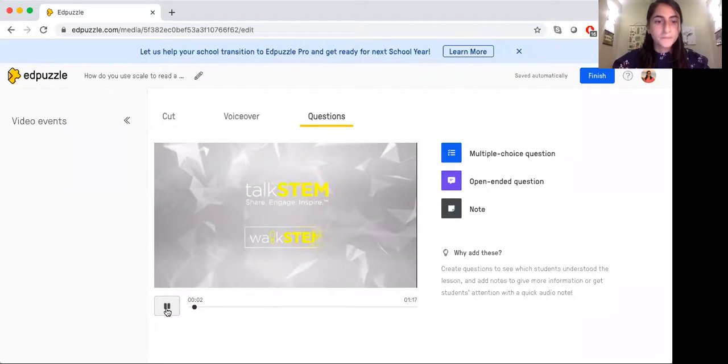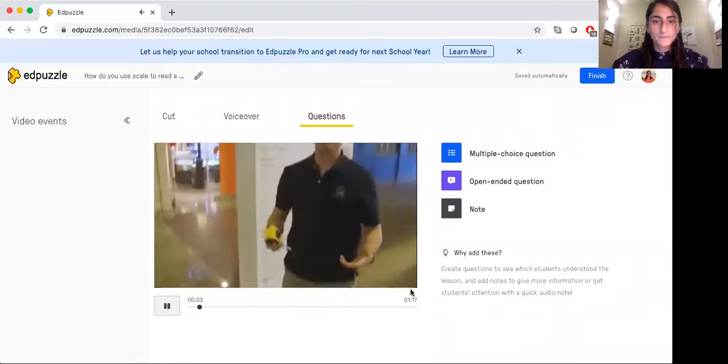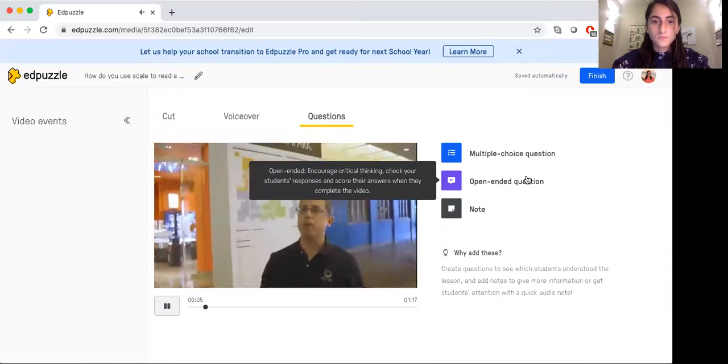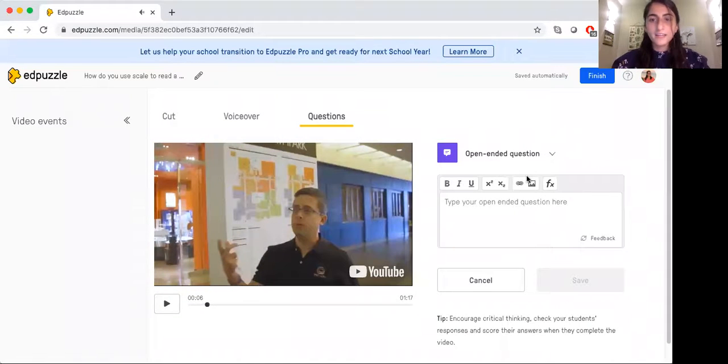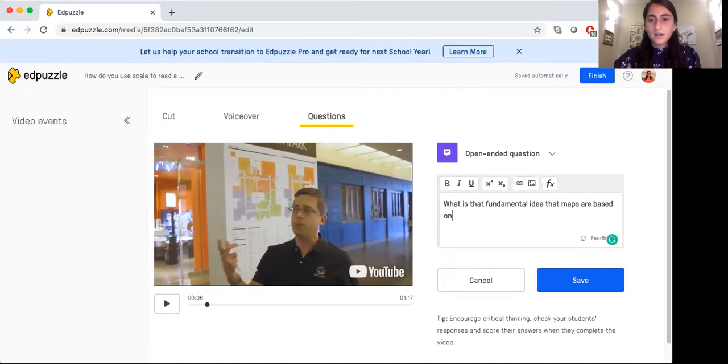What is that mathematical idea that maps are fundamentally based on? So right here, he starts off by asking, what is that fundamental idea that maps are based on? This is a great place before he says it himself to see what your students are thinking. So you can go ahead and type in a question. What is that fundamental idea that maps are based on?